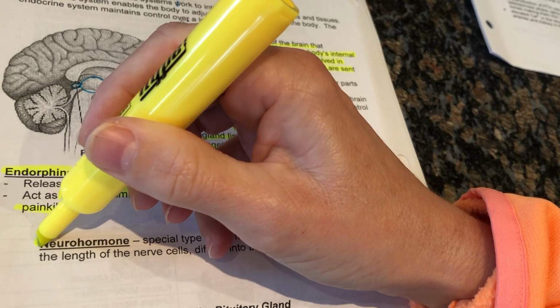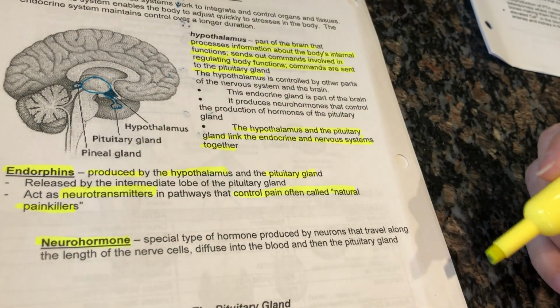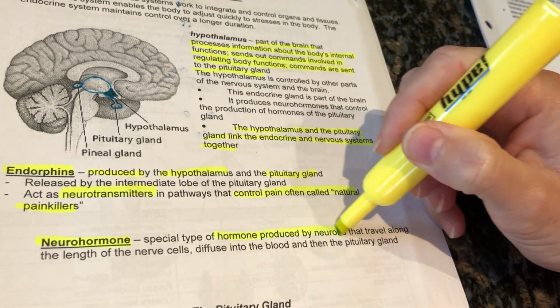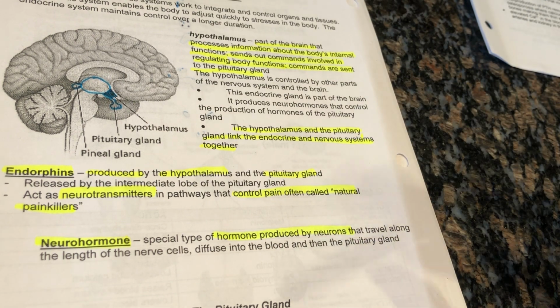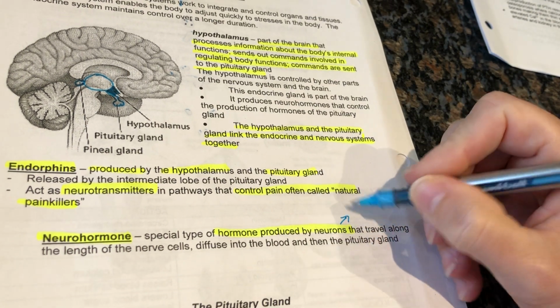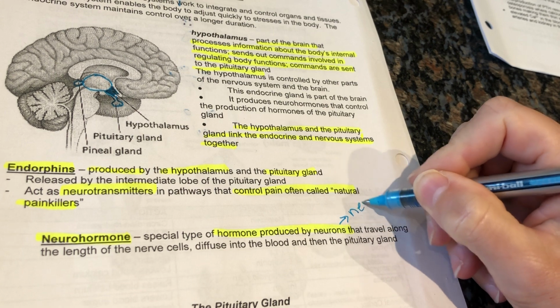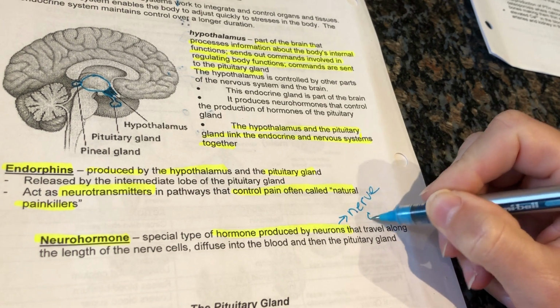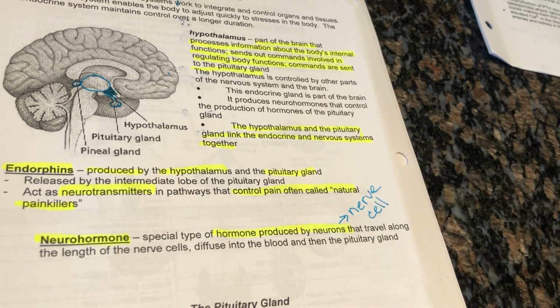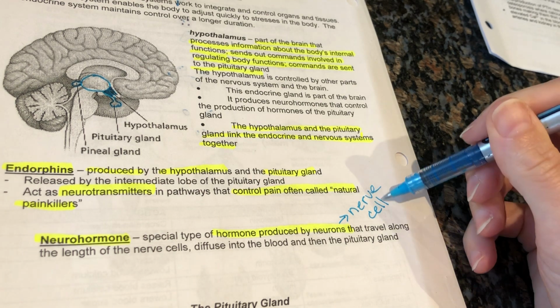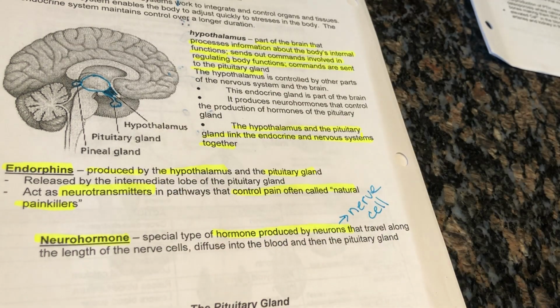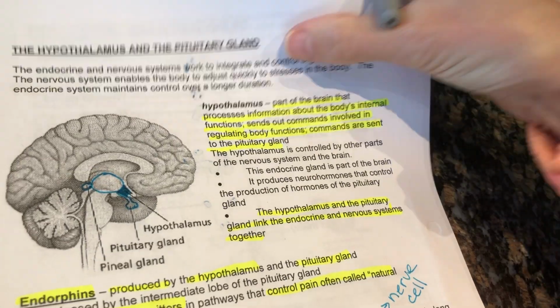So neurohormones are a special type of hormone that is produced by a neuron. So what is a neuron? A neuron is a nerve cell. You're going to become very familiar with them when we get to the nervous system. So a neuron is a specific type of cell that's a nerve cell, and these are producing neurohormones. All right, so different than the endocrine gland.